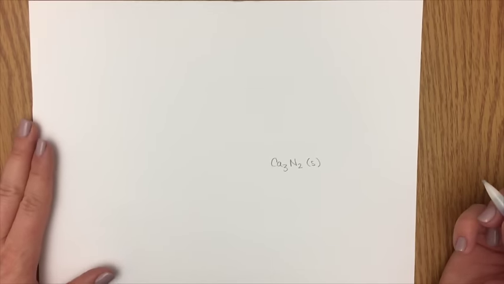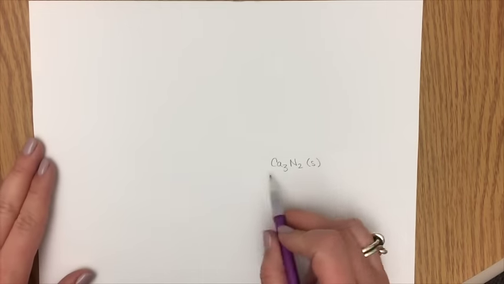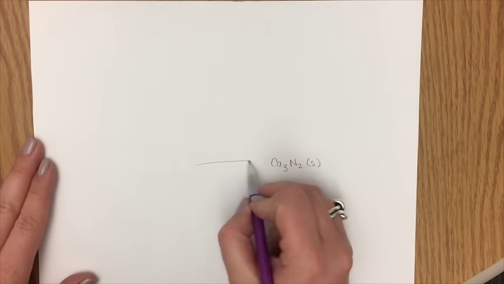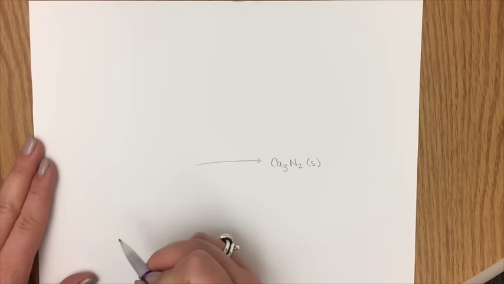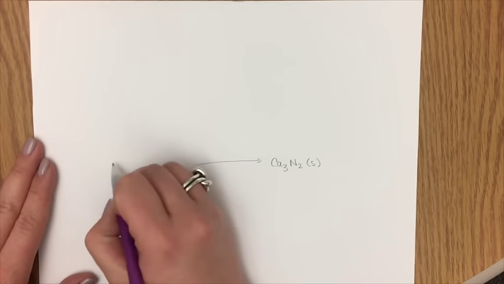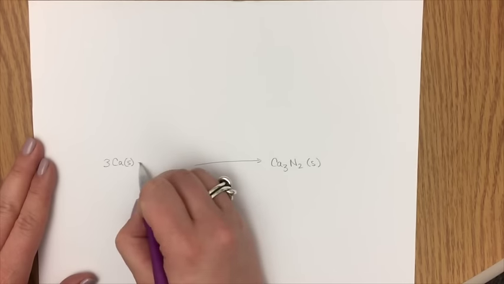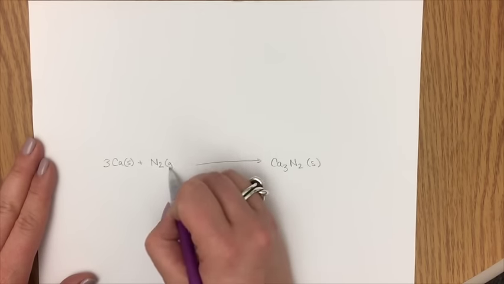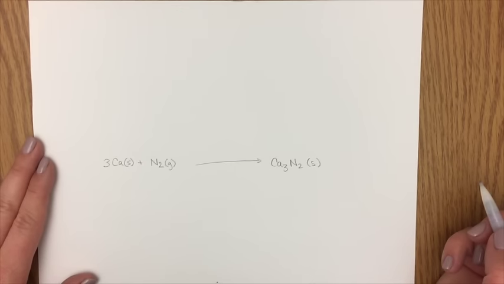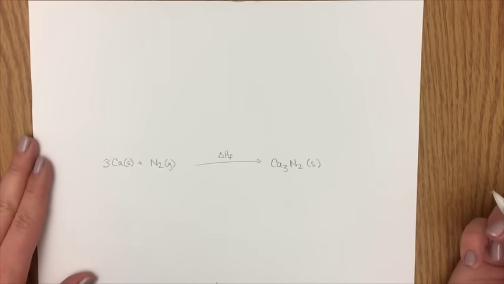When you're doing a Born-Haber cycle, the way I like to break it down is you write the ionic compound here, and then you have the reaction here that would form it from elements in their standard states, so the delta H of formation. So we would have 3 calcium atoms plus a molecule of nitrogen gas to form this calcium nitride. So going this way, this would be our delta H of formation.